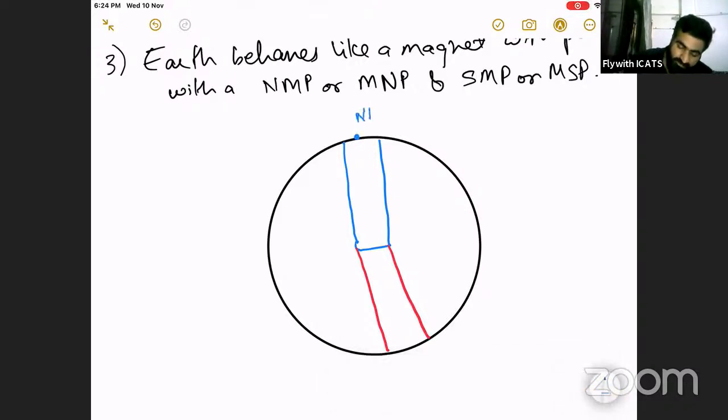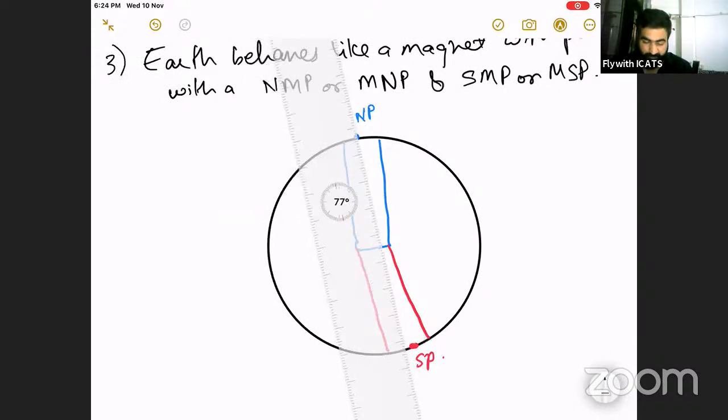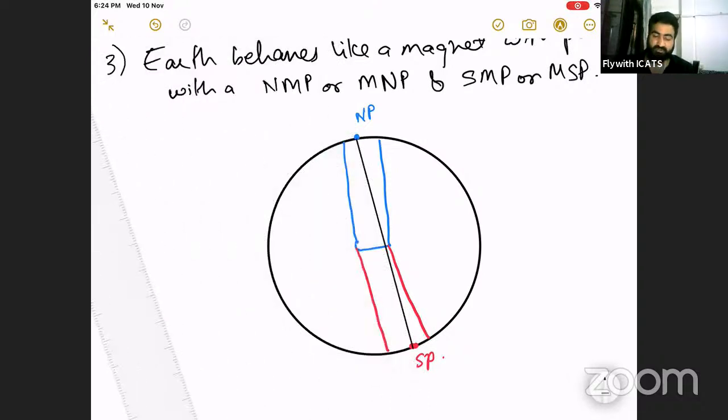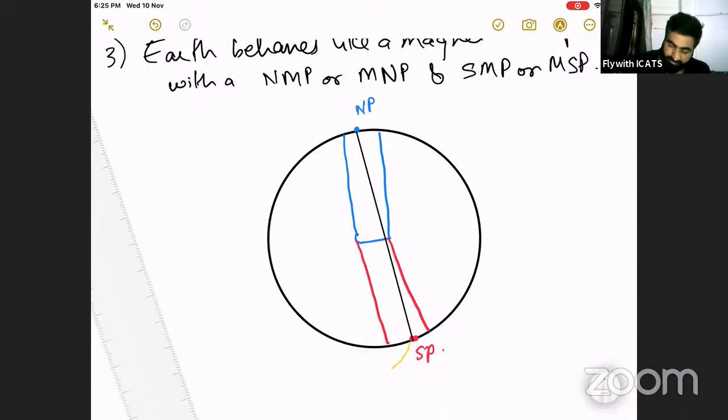This here we can denote as the north pole. This here we can denote as the south pole. So we can get a tilted axis, which is our axis of rotation or the magnetic axis, like this. So the Earth behaves as if there exists a strong bar magnet through the center of the Earth. Okay. So what would Earth's magnetism look like? Earth's magnetism would look like lines of force, coming from the South Pole like this and going into the North Pole like this.